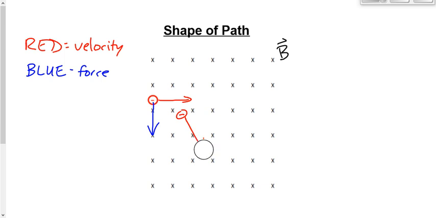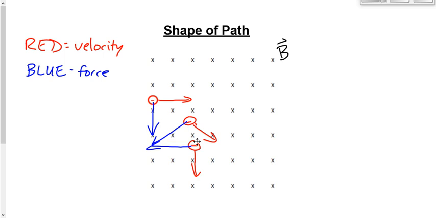Now it's moving this way, somewhere in between here. Thumb, direction of the particle, fingers, direction of the field. Which way is it pointing now? Which way is the force? Kind of down and to the left here. Well, now it's going to go somewhere in between, right? Thumb in the direction of the particle, fingers, direction of the field, palm points to the left of the page.